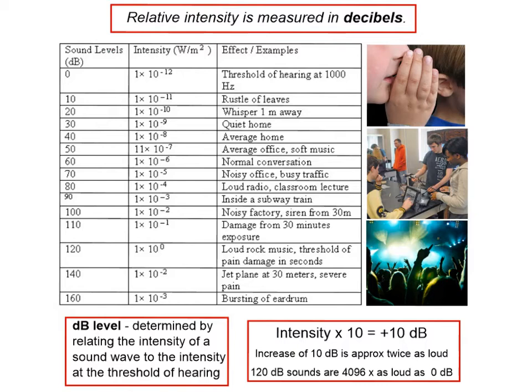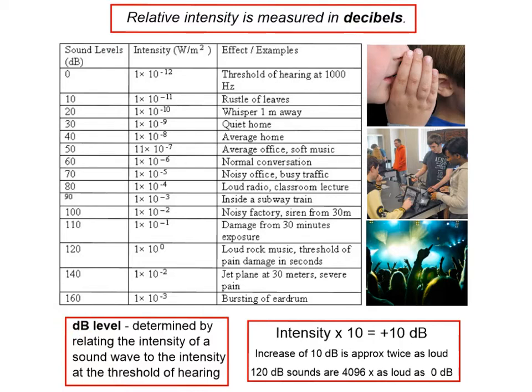Volume, however, is not directly proportional to intensity. When we have a sound that is twice the intensity of our very faintest sound at the threshold of hearing, it is not perceived as being twice as loud. That's because the sensation of loudness is approximately logarithmic to the human ear. Therefore, a relative intensity scale has been set up called decibels, and we abbreviate that lowercase d, capital B.